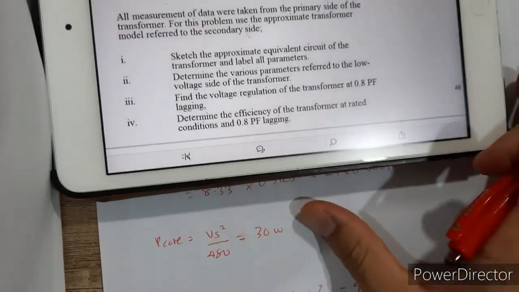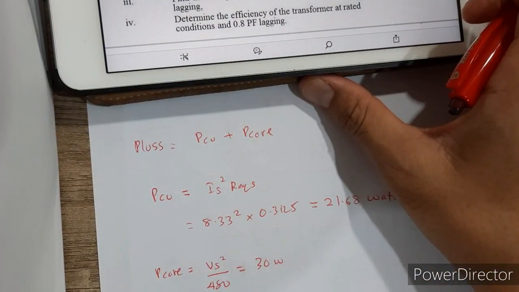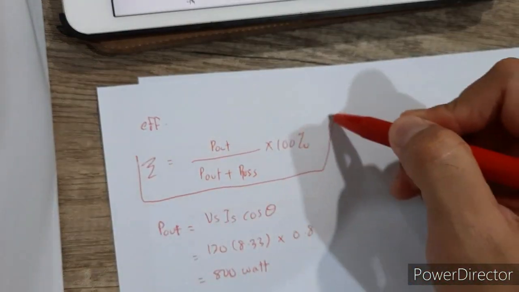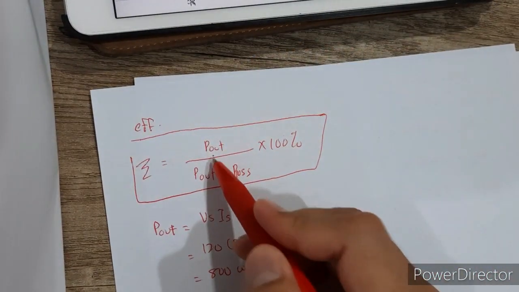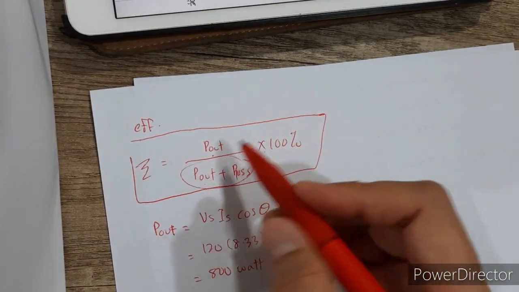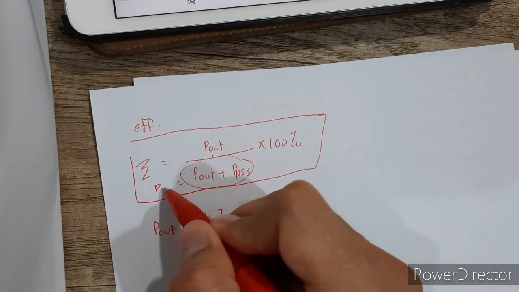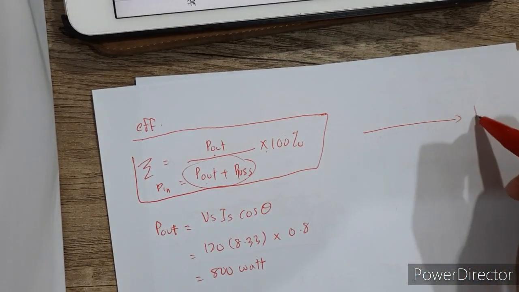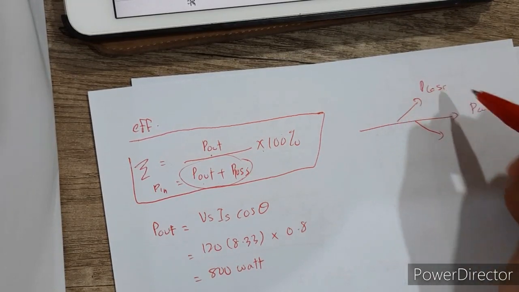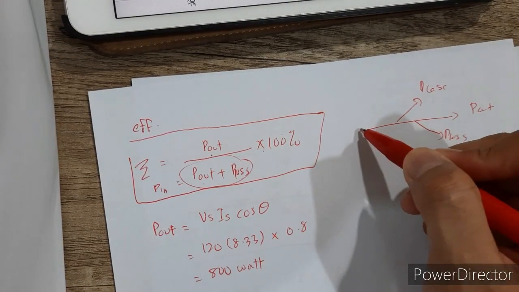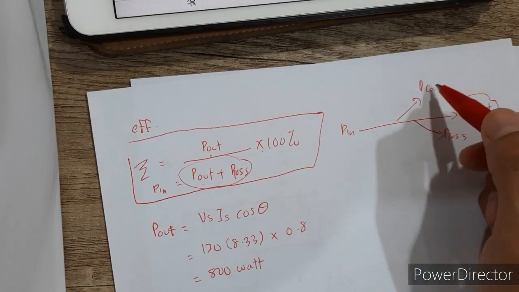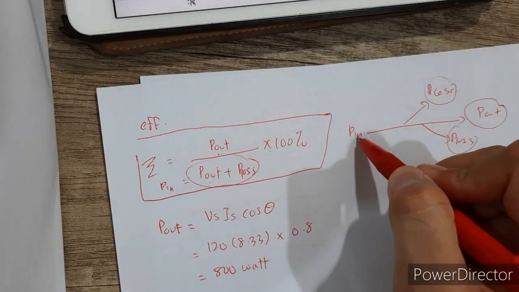Okay, to determine efficiency, remember the general formula is P_R over P_R plus P_loss, multiplied by 100%. Actually this P_R plus P_loss is equal to P_in, based on the power flow diagram. So this is P_R, this is P_loss, and then this is P_in. So P_R plus P_loss is equal to P_in.